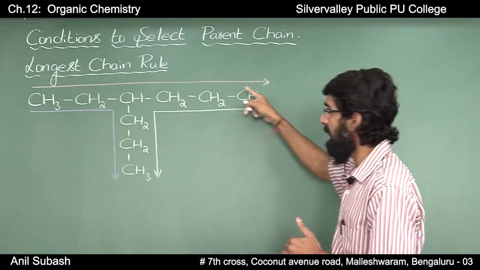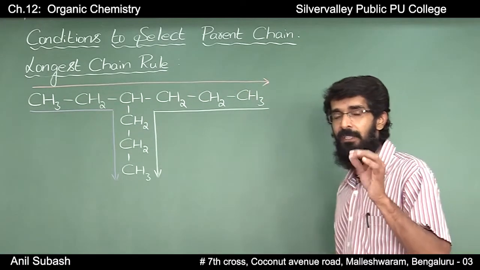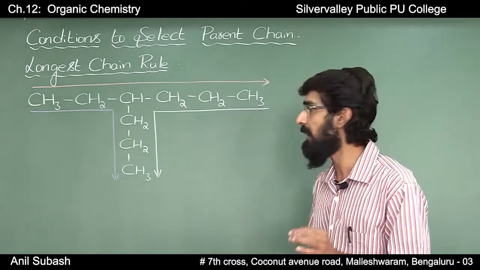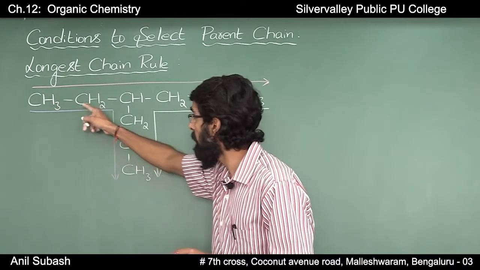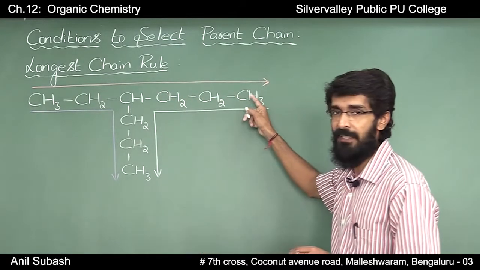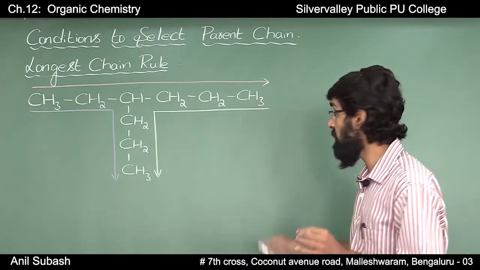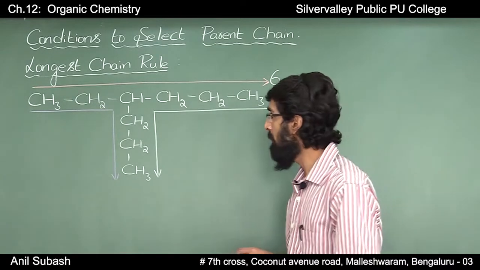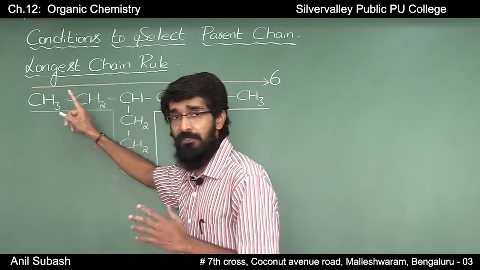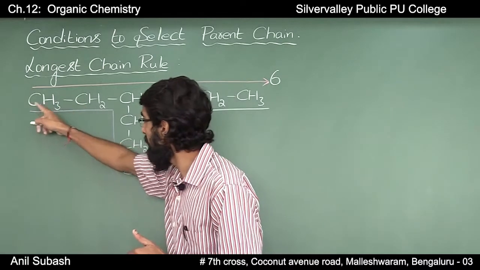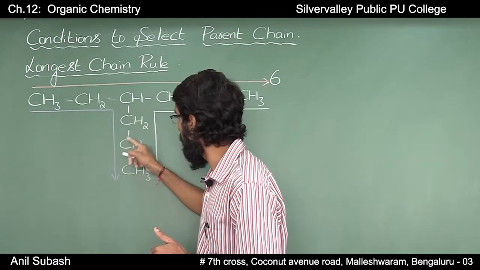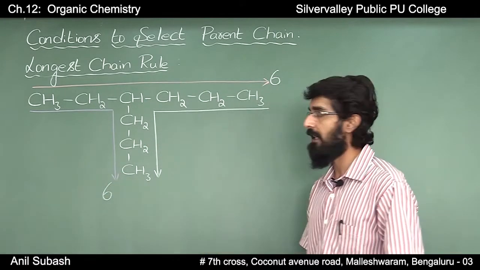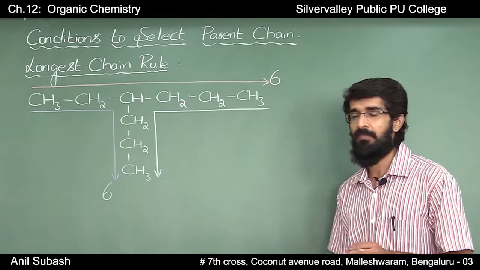This is one carbon chain, and now let us count the number of carbon atoms present in that carbon chain. It is 1, 2, 3, 4, 5, 6. That is, this carbon chain contains 6 carbon atoms. Now you have the second chain of carbon atoms, 1, 2, 3, 4, 5, 6, and even this chain contains 6 carbon atoms.